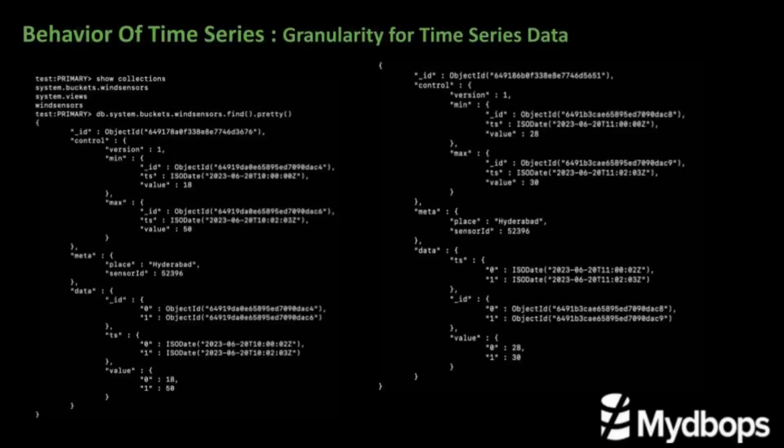On the right side of your screen, you will also observe another screenshot attached. This also has two documents inserted into the winSensor collection with the same metadata. You may have a question: why are these two documents not merged, based on the statement I gave you before, that it groups the data based on the metadata? But here is the answer, guys.